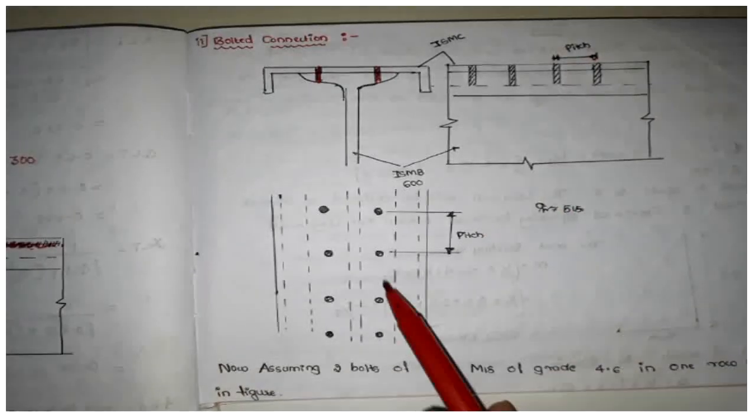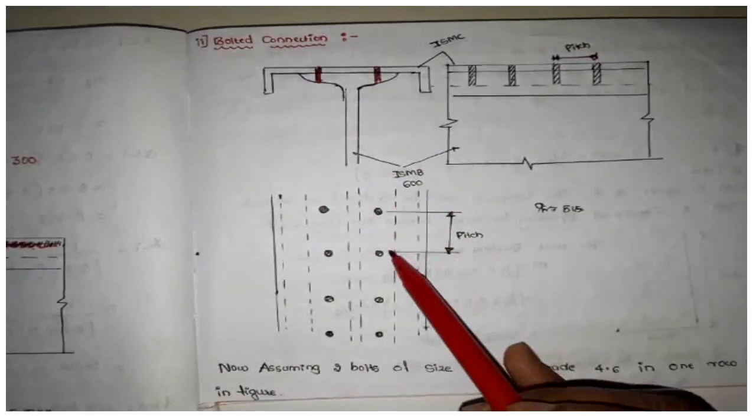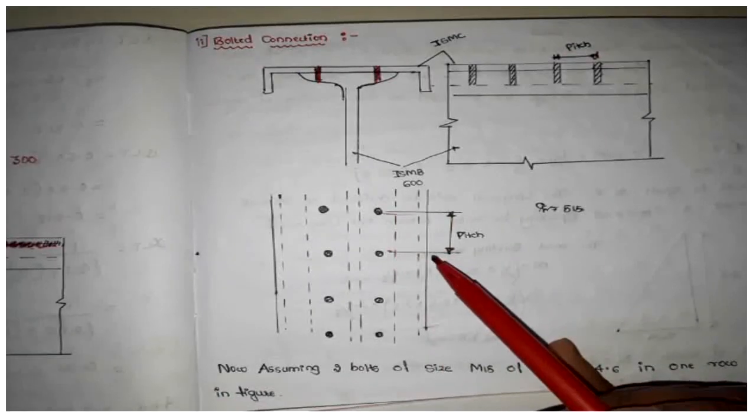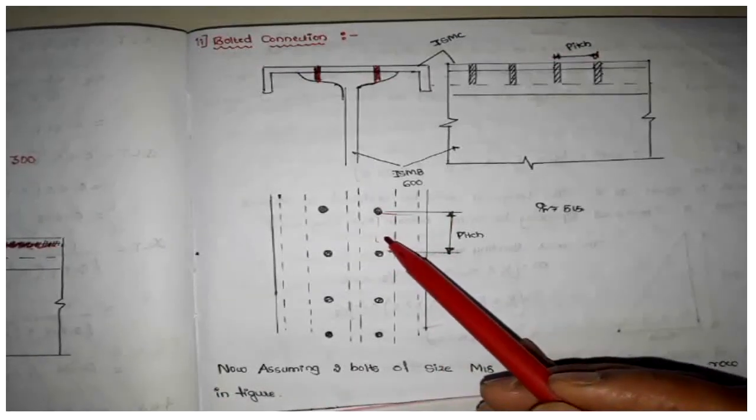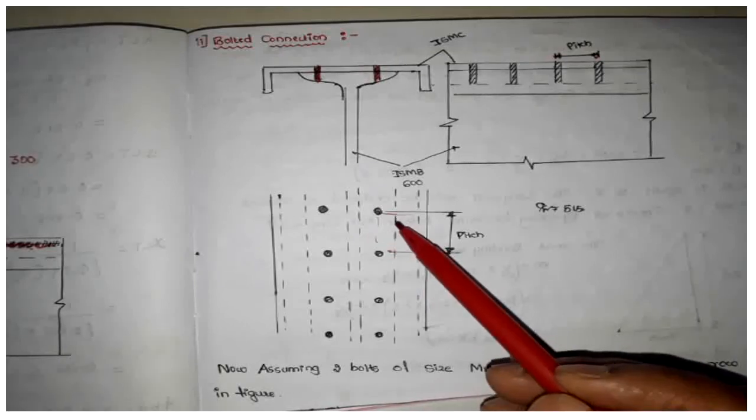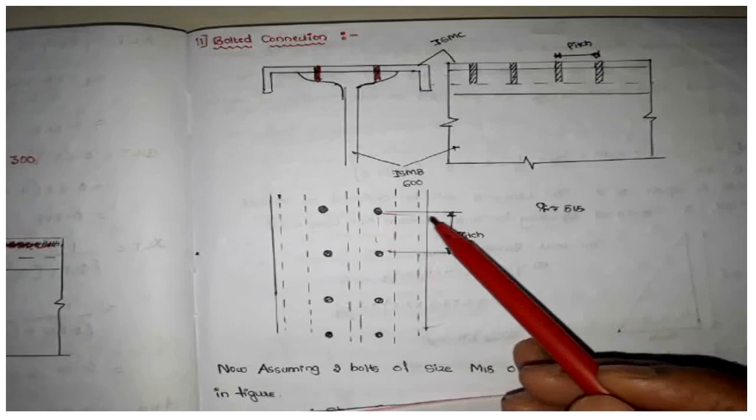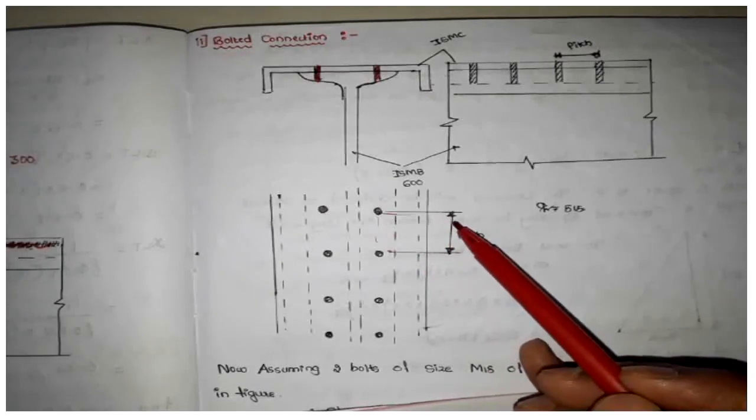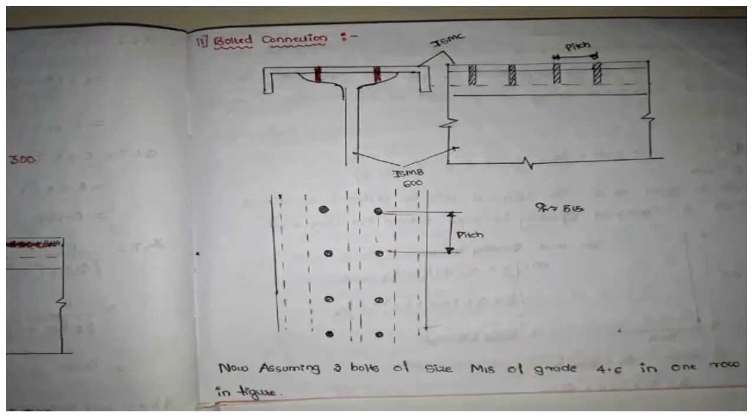Okay, this is in plan, you can see. If you look from the top, we can see like this. So this is nothing but the pitch distance, the distance between the 2 bolts. What should be the distance between the 2 bolts we need to provide for a particular diameter of bolt. We have to assume the diameter of the bolt, and for that diameter we have to find out the pitch distance. Okay, so we'll proceed with that.